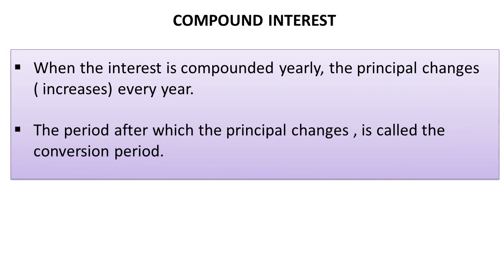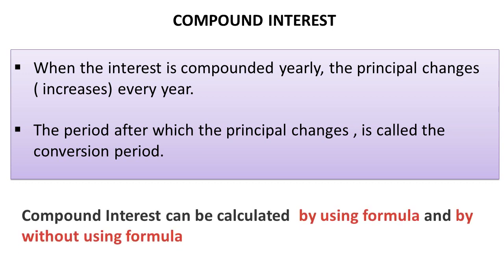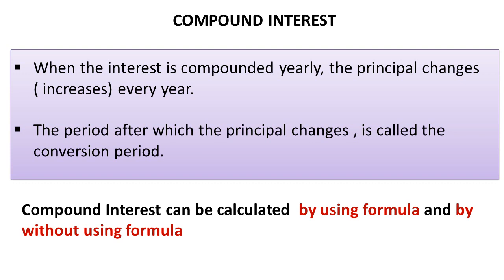So when the interest is compounded yearly, the principal changes every year. The period after which the principal changes is called the conversion period. We have two methods of calculating compound interest. One is by using the formula, the other is without using the formula. So in this chapter, we are going to learn how to find compound interest without using the formula.